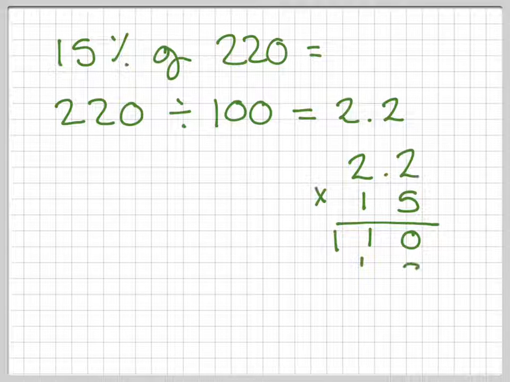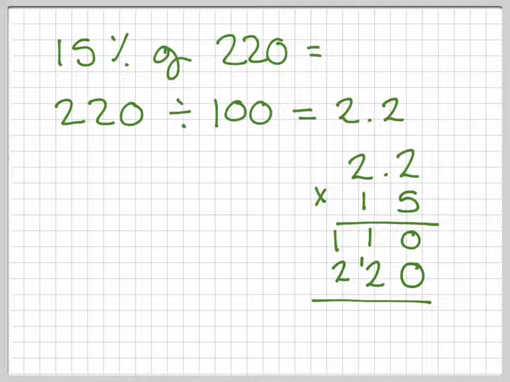Now we're going to put our placeholder because we're timesing the tens number. 2 ones are 2. Add that together.